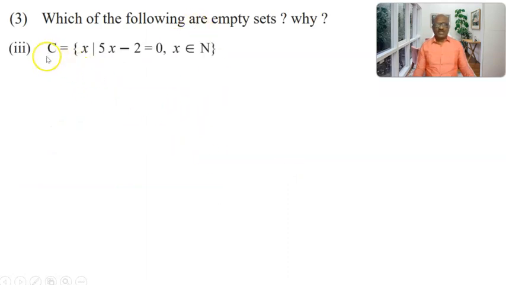The next example, C is equal to {x such that 5x minus 2 is equal to 0, x belongs to the set of natural numbers}.